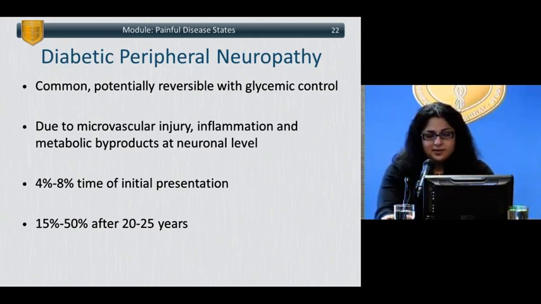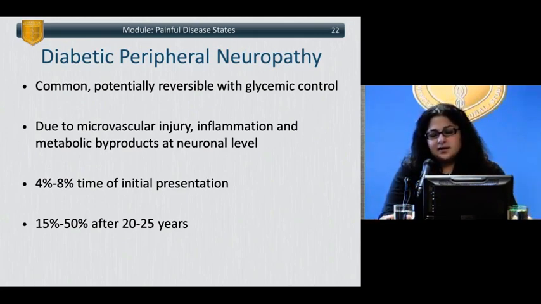Diabetic peripheral neuropathy. The exact mechanism in which it occurs isn't fully understood, but there is some literature that shows that it's caused by a microvascular injury or inflammation or metabolic byproducts that occur at the neuronal level. Oftentimes, the neuropathy can be reversible if we have strict glycemic control. Most patients who present with diabetes, 4 to 8% of them will also present with peripheral neuropathy.